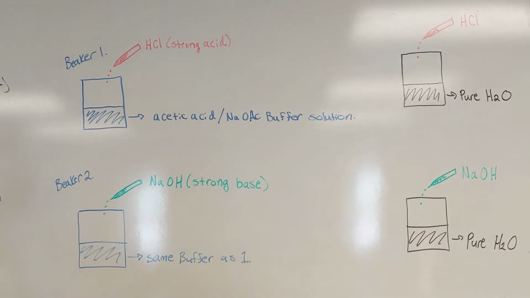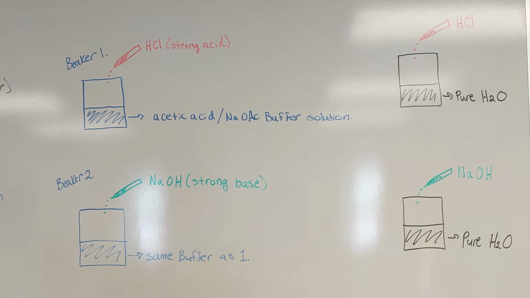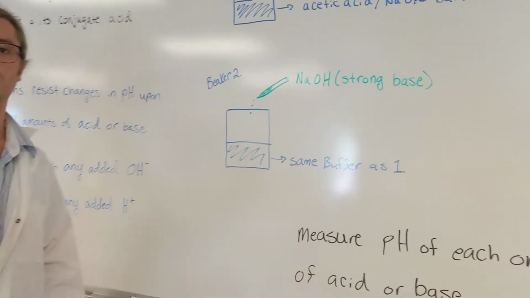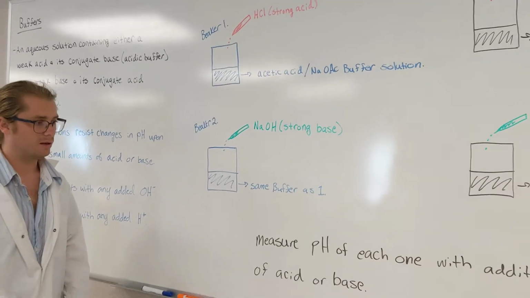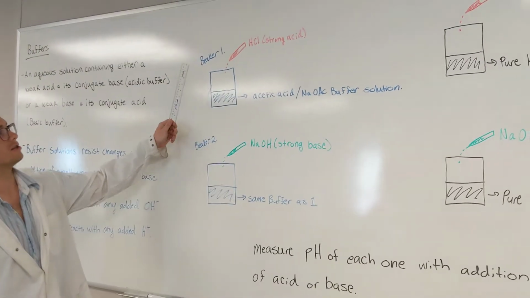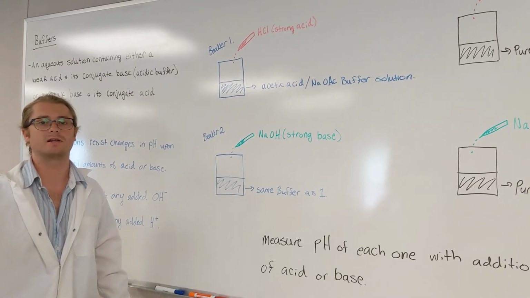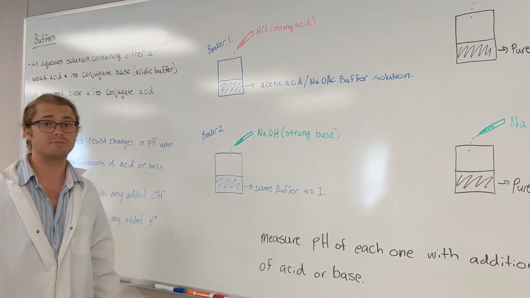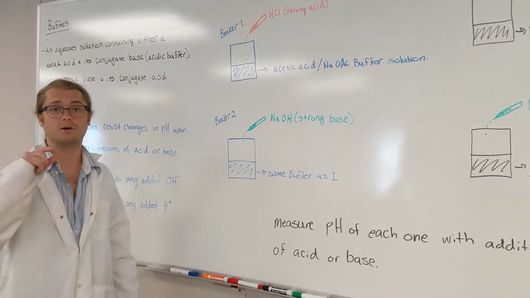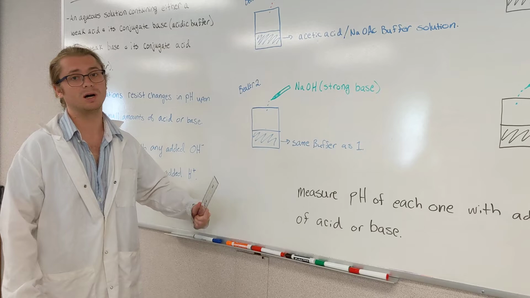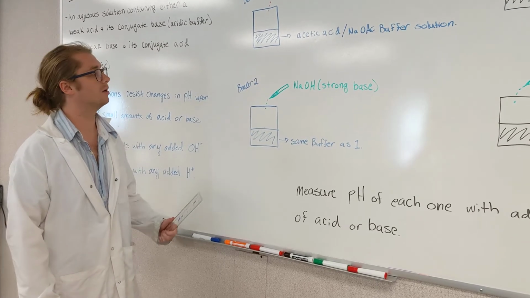So when we did part D, what we did first is we had a weak acid with some buffer solution in it, and we took its pH. Then we added some strong acid to it. After the addition of strong acid, we noticed that the pH changed, but it didn't really change that much. So it was slightly lower than our original pH, but it wasn't that much lower.